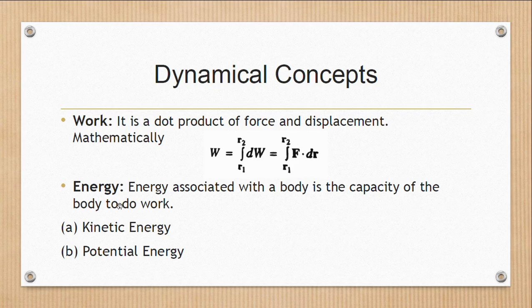Next is the work. What is work? Work is the dot product of the force and displacement. Suppose we want to do work from a point r1 to r2, then the integration of dW is W, where dW can be written as F dot dr, the dot product of the force and the displacement. Energy associated with any body is the capacity to do work. The capacity of any body to do work is called energy. Energy may be defined in two categories: one is the kinetic energy and the second is the potential energy. Kinetic energy is due to its motion, potential energy is due to its position.